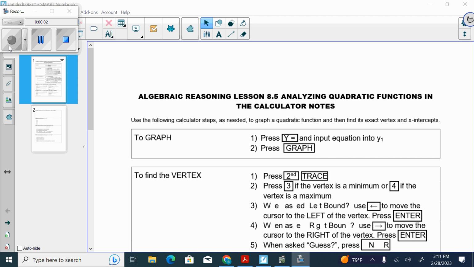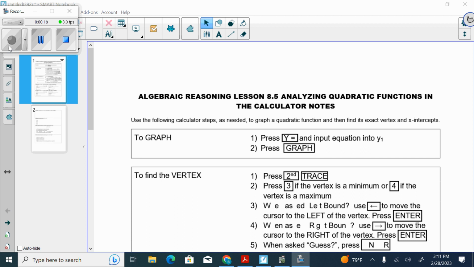First of all, you guys already know how to graph something in your calculator, right? We go to y equals, we type in the equation, and then we hit graph, and it's going to pull up the graph. That's how we'll start all these problems. We need to see the picture first, so we'll graph it.